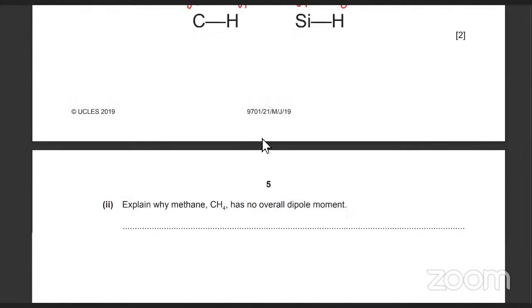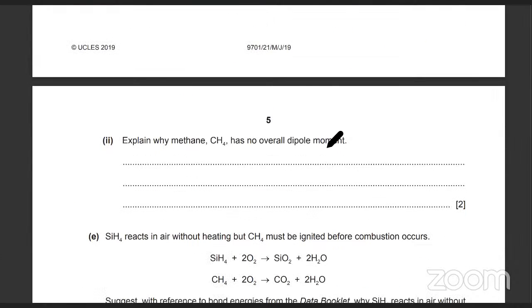That's the next one. Explain why CH4 has no overall dipole. Because of its shape, you're going to talk about the shape of the molecule, that it is tetrahedral.